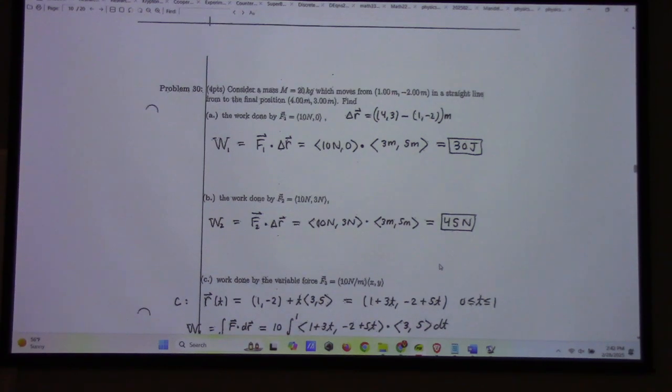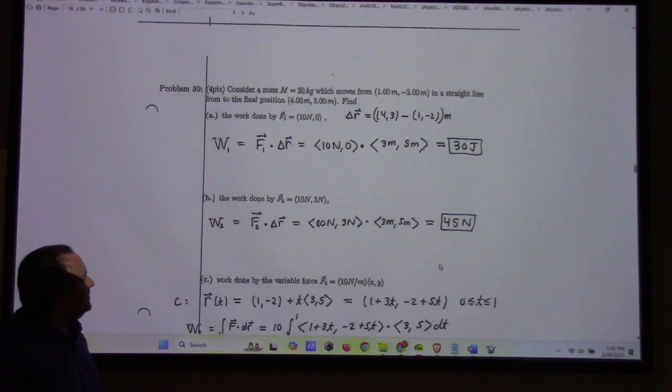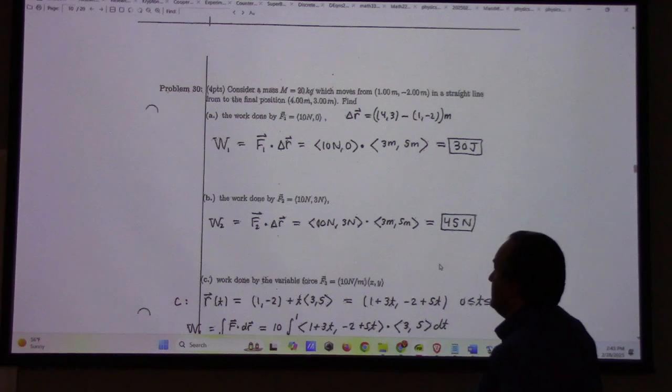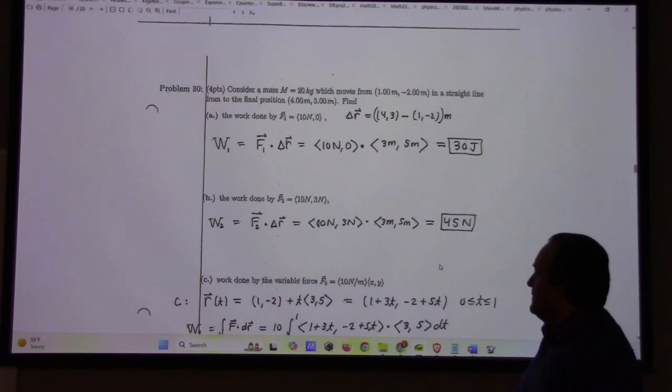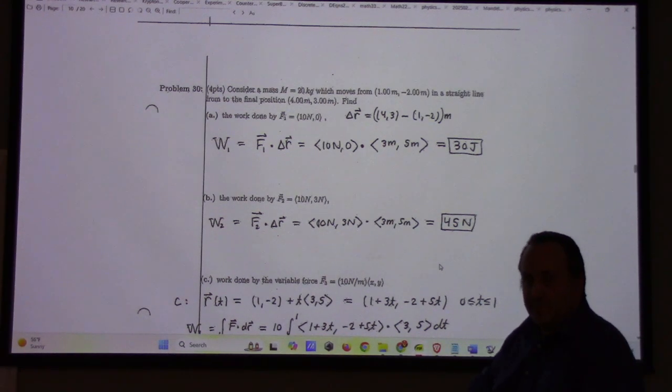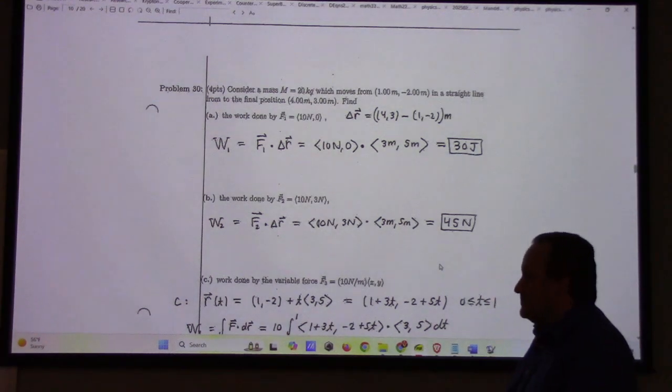Next up, we have a problem. We've got a mass which moves from (1, -2) to (4, 3). I can calculate the work done by a constant force. So here, with a constant force, we can use the force dot displacement formula, right? Because that's what it simplifies to. What's the thing, 45 joules?